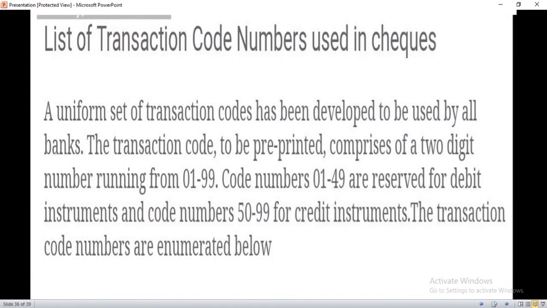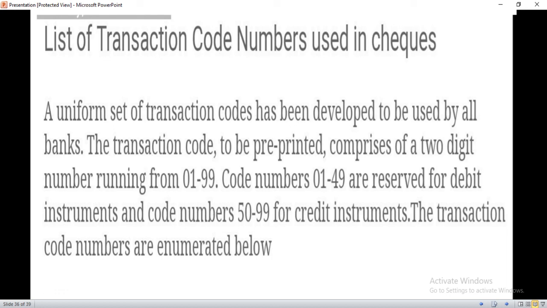This is a list of transaction codes, code numbers used in checks. Last 2 digits numbers run from 1 to 99. Numbers 1 to 49 are reserved for debit instruments. Numbers 50 to 99 are reserved for credit instruments.